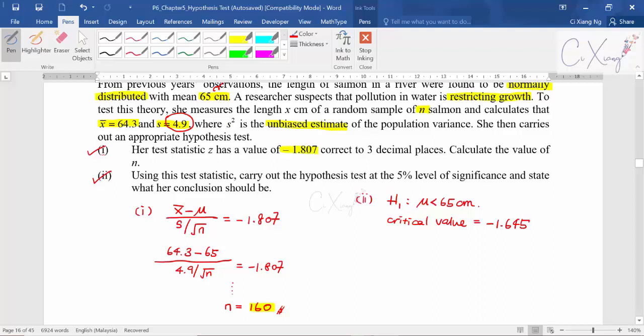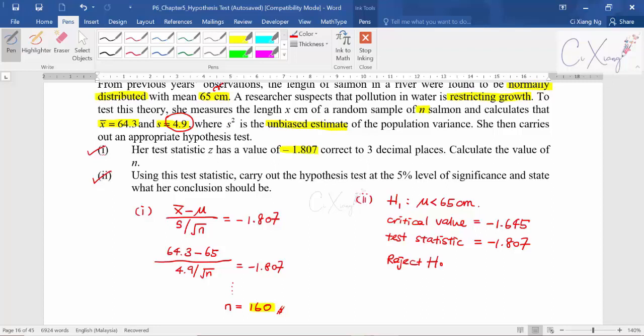Okay, so the test statistic is already given, right? So you no need to actually go and calculate again. So the test statistic is negative 1.807. So you put the test statistic in the normal graph and then you make a decision here. So the decision should be reject the null hypothesis. Then after that, you write out the conclusion sentence. Okay, so this is what we have for our example 12.